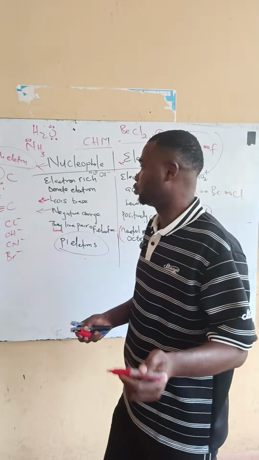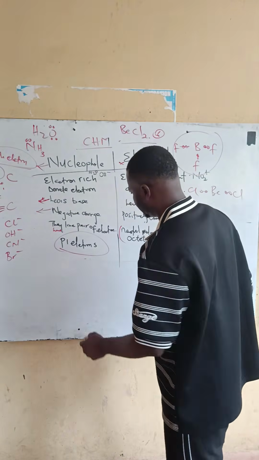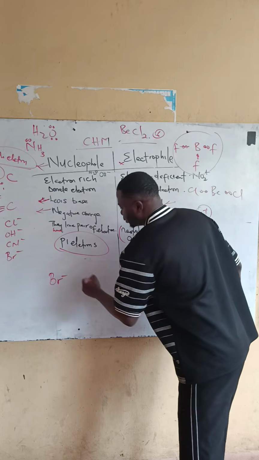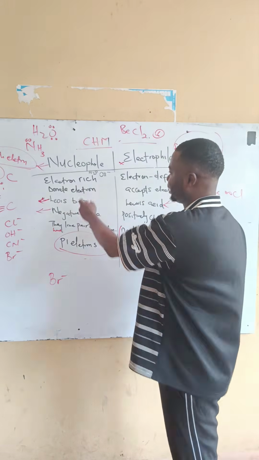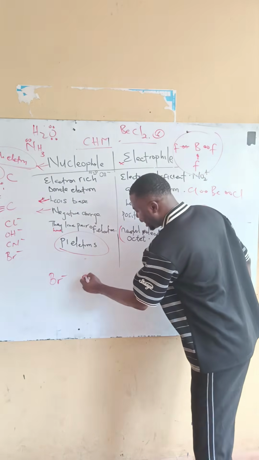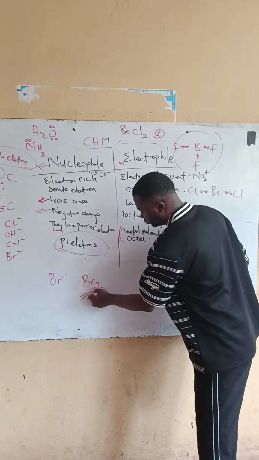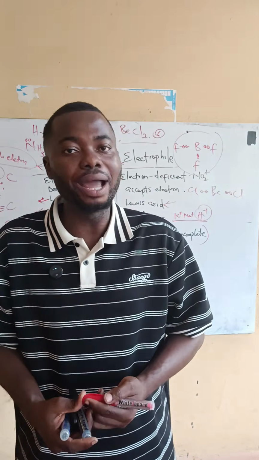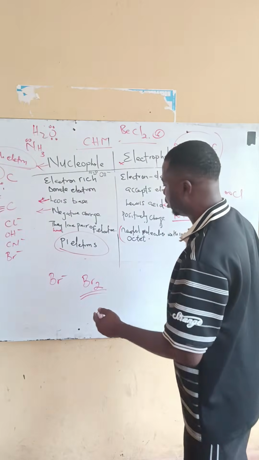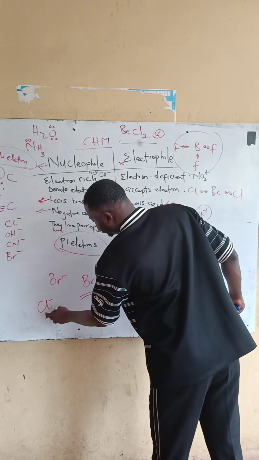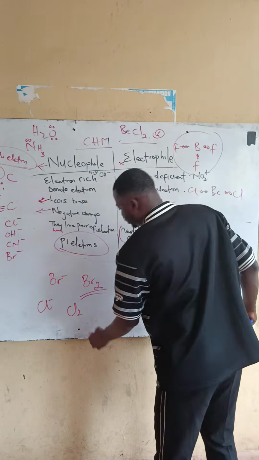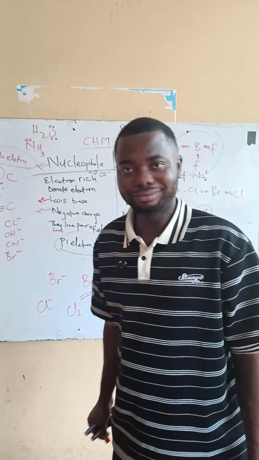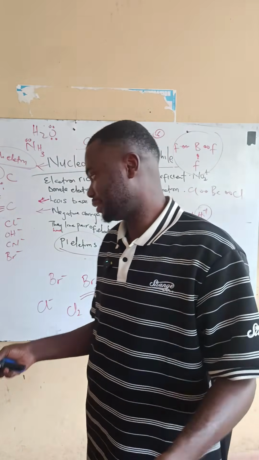Then I've seen a question that I want us to pay attention to. Br minus is an example of nucleophile, but Br2 is not a nucleophile. In most cases, it will not be a nucleophile. Why? They can ask you, or we have Cl minus is a nucleophile, but Cl2 is not a nucleophile. Why? And why is this normally happening?